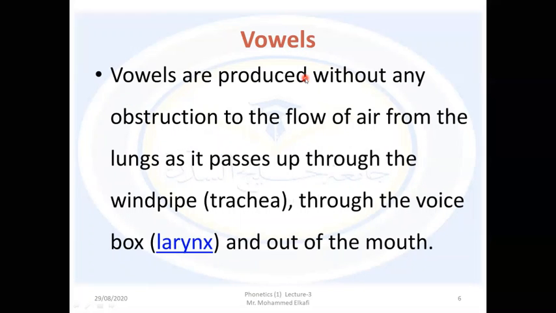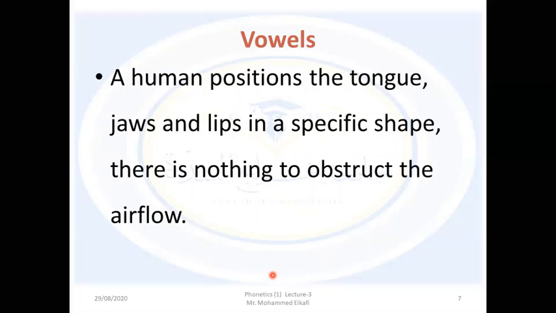Vowels are produced without any obstruction to the airflow from the lungs as it passes up through the windpipe or trachea, through the voice box, which is known as larynx, and out of the mouth. A human positions the tongue, jaws, and lips in a specific shape. There is nothing to obstruct the airflow, so the air will come out freely.